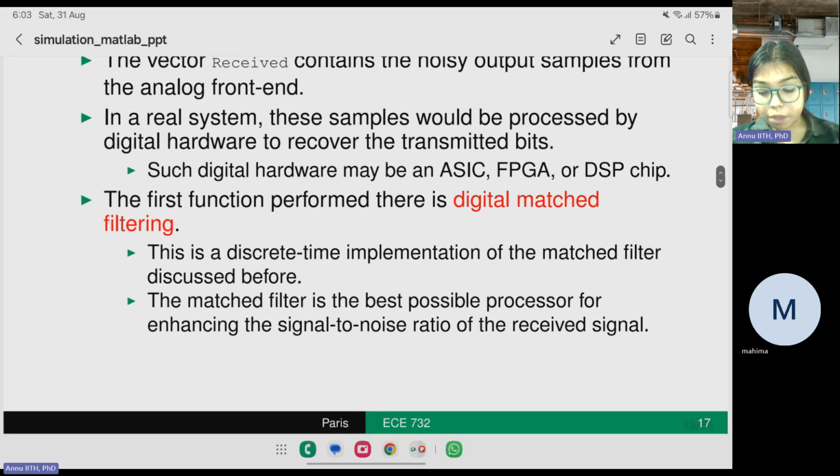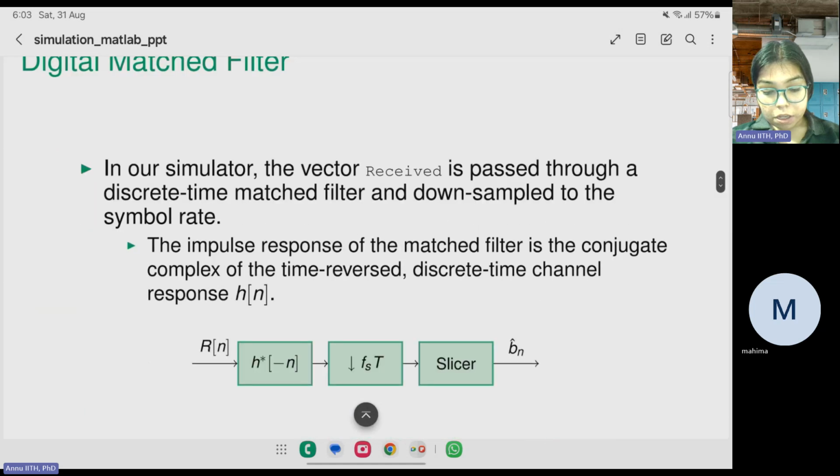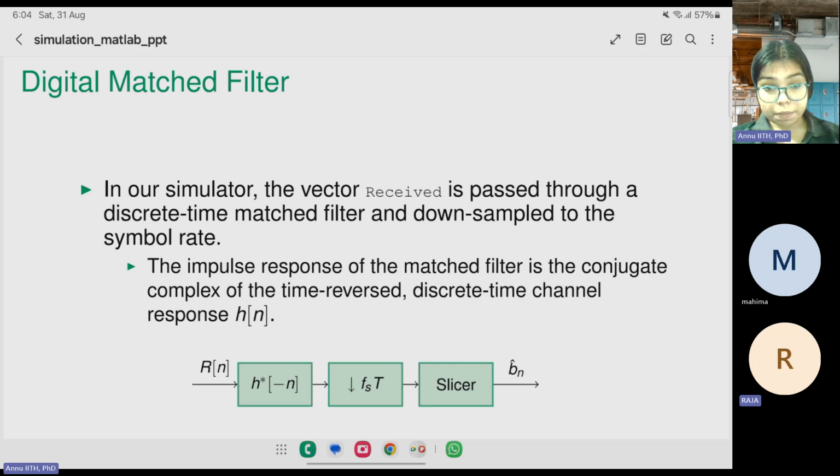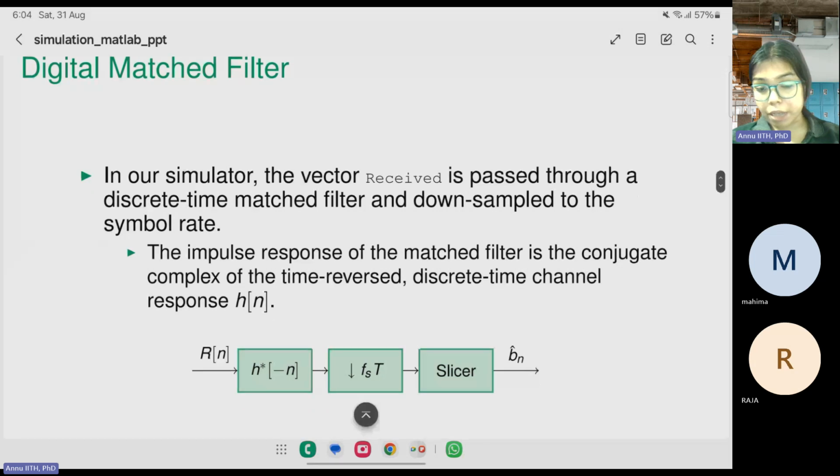The matched filter is the best possible processor for enhancing the signal to noise ratio of the received signal. So in our simulator, which I am focusing on, the vector received is passed through a discrete matched filter and downsampled to the symbol rate. The impulse response of the matched filter is actually the complex conjugate of the time reversed discrete time channel response. So we have the input, and first of all we will do the complex conjugate, that is h star of minus n, and we will downsample to the FST, and then we will pass to a slicer.